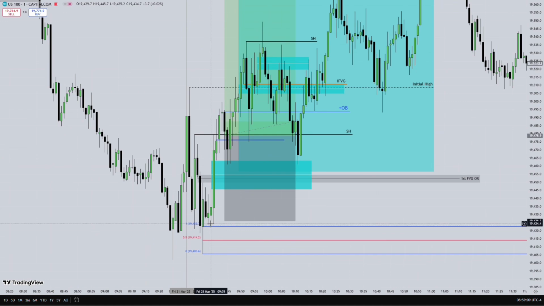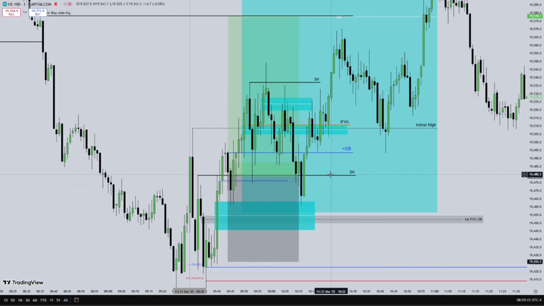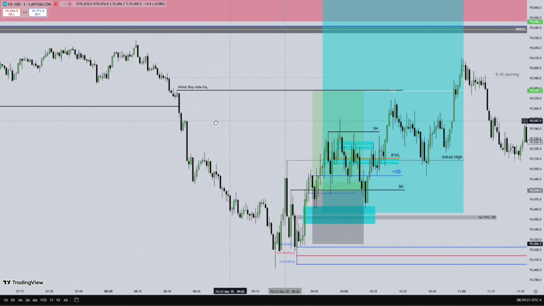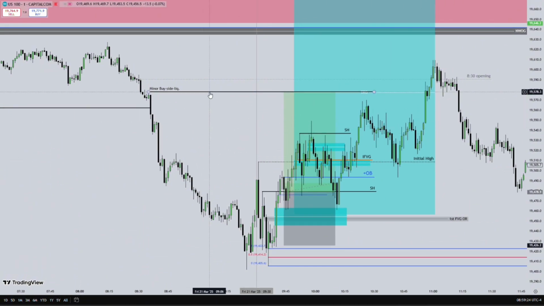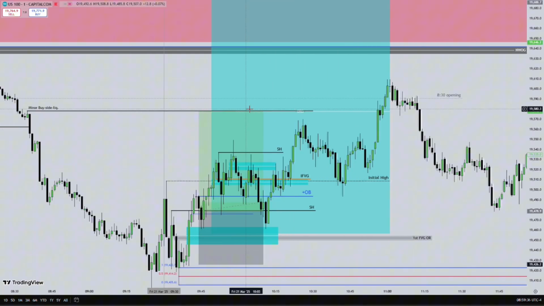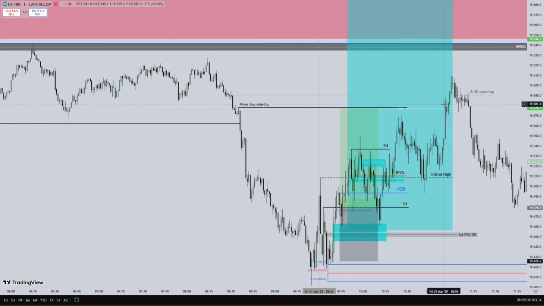So here we can see I placed my stop loss below the low of this fair value gap. The first candle of this fair value gap, I placed my stop loss there, and then I aimed for the minor buy side liquidity right there, which is even below the 8:30 opening. So it's actually a really easy target to reach, and as I said, it's below the 8:30 opening, and it is at the opening range gap consequent encroachment. So it is at the 50% level of the opening range gap.